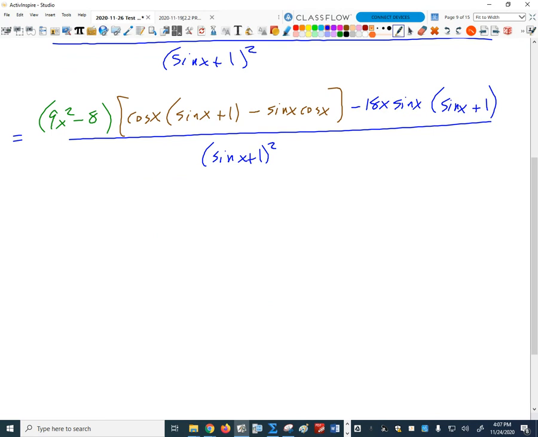Okay, well, look what happens in the brown here. If I distribute the cosine, I'm going to get a sine x cosine x plus 1 minus sine x cosine x, right? So all that's just going to give me a cosine x, isn't it? So now that whole brown factor just turns into a cosine x.